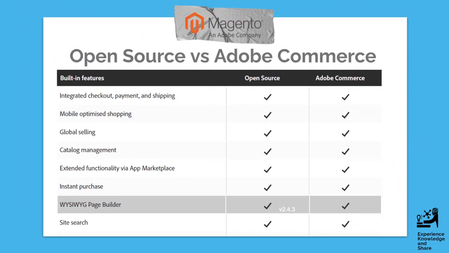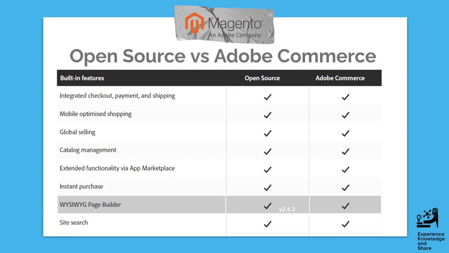Even many other features are there, in both Magento Open Source and Adobe Commerce. The built-in features are like integrated checkout, payments and shipping features, then mobile optimized shopping, global selling, and catalog management. Here, catalog management goes from the product to the category, and there we can handle the respective details of the product. Even the basic implementation, how the products can be created and what kinds of products there are.